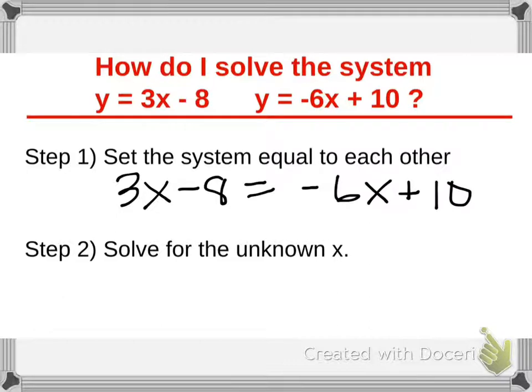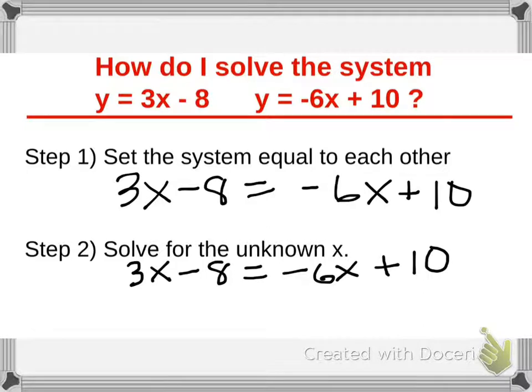Step 2, now we're going to solve for the unknown. Now remember, we're going to use our inverse operations. We're going to undo the constants and the coefficients. But first, I'm going to draw my line down the middle. And I'm going to move this negative 6x to the left side. And when I move it over, I'm going to do the opposite, which is positive 6x.